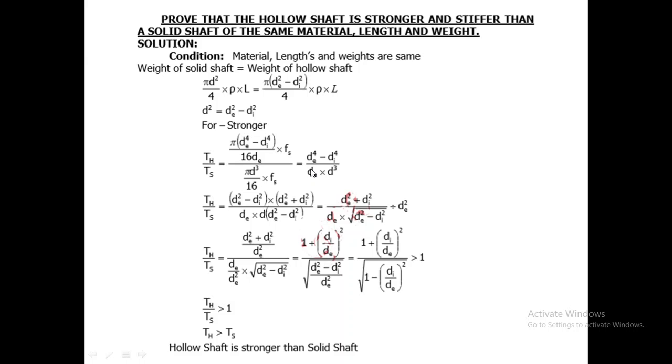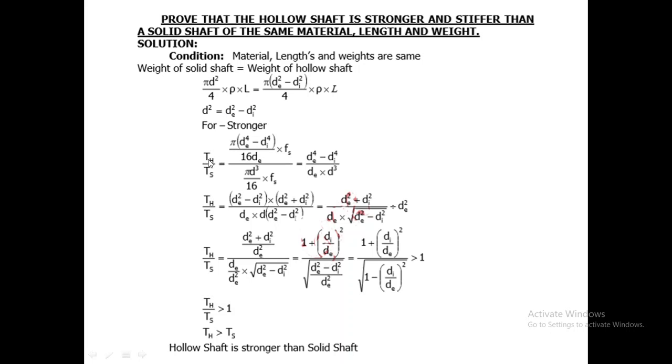So we can prove some theory here that the hollow shaft is stronger and stiffer than the solid shaft when you use the same material having the same length and weight. So here for strength, we use the torque.